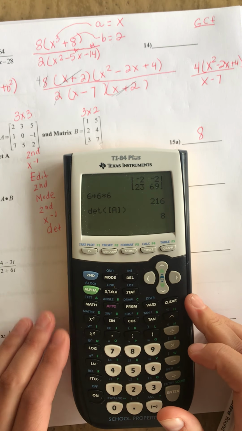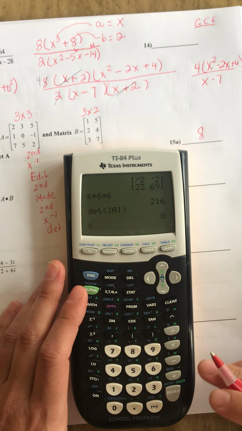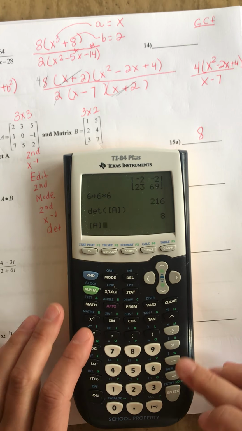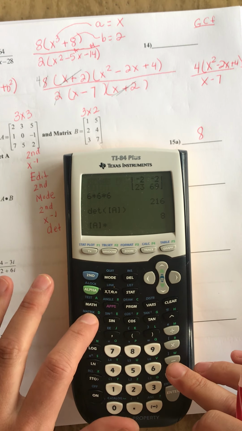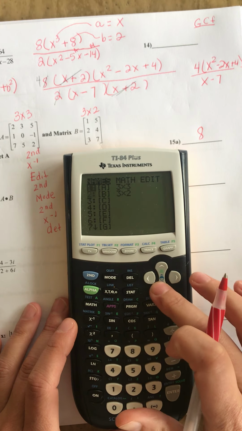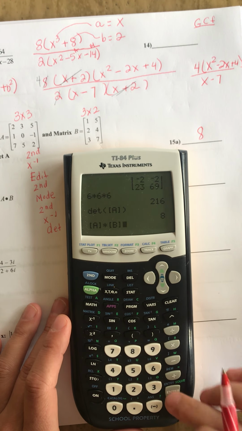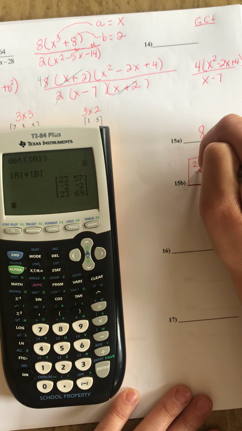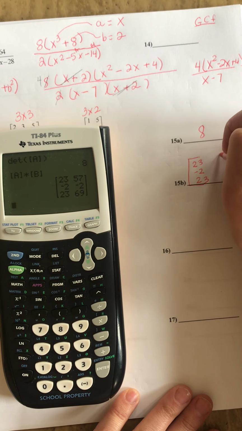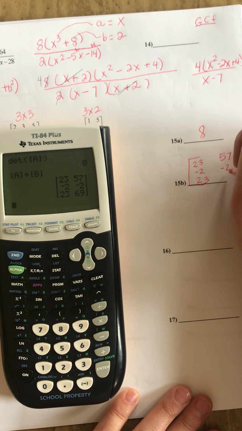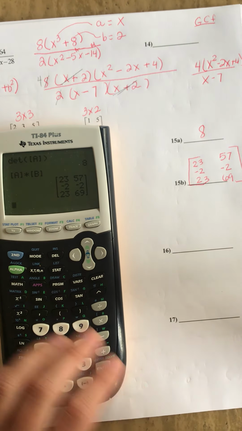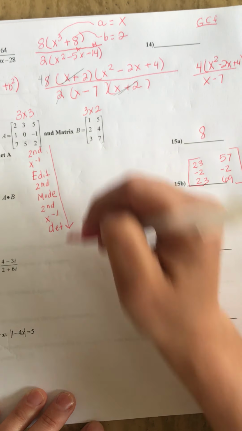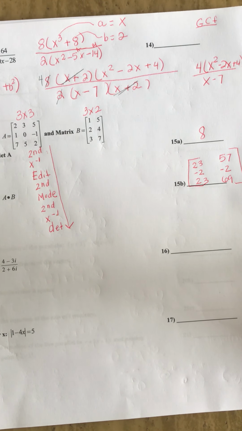Okay, now they want us to multiply, so you can just go ahead and do second matrix. You want A, so you hit enter, A times second matrix, go down to B, enter, enter, and you will get 23, negative 2, 23, 57, negative 2, and 69. Okay, so just go ahead and follow these few steps there. If you have any questions with that, please let me know.